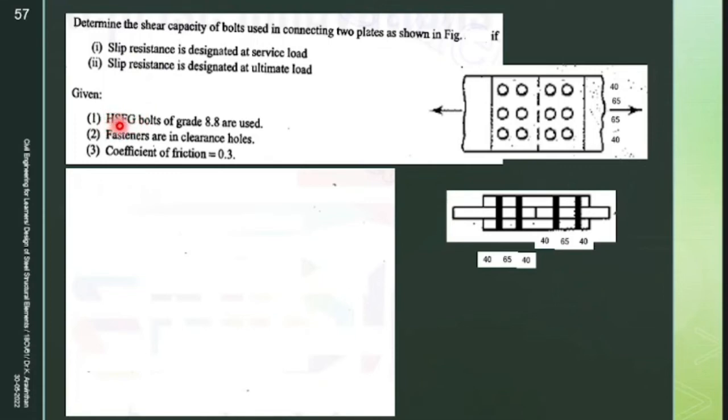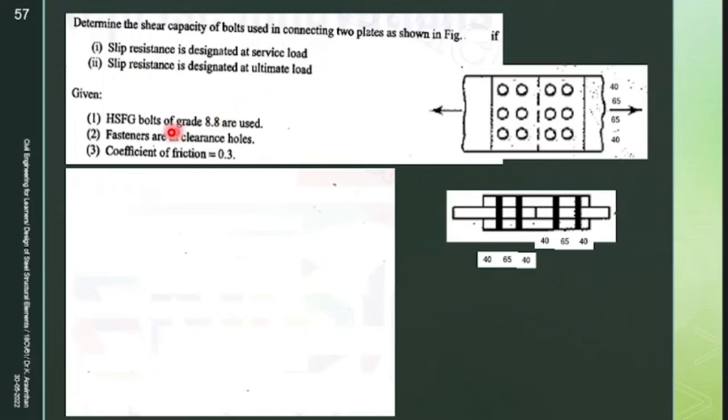High strength friction grip bolt has the capacity of handling friction. Now if you are using this kind of bolt, they have given the components here. What you have to find is slip resistance designated at service load. Next one is slip resistance designated at ultimate load. So two loads you have to find here: service load is Fy and ultimate load is Fu.